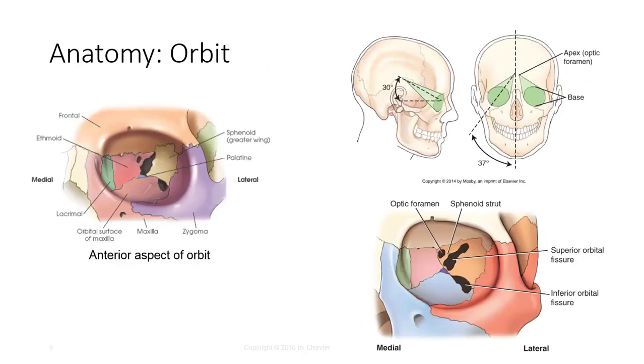Each orbit is composed of 7 bones: frontal, sphenoid, ethmoid, maxilla, zygoma, lacrimal, and palatine. You should also be able to name the openings in the orbital cavity shown here: the optic foramen, superior orbital fissure, and the inferior orbital fissure.